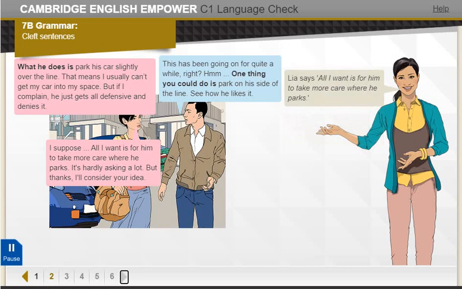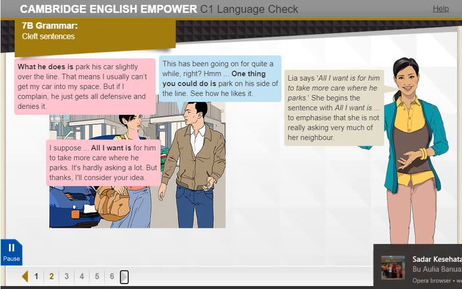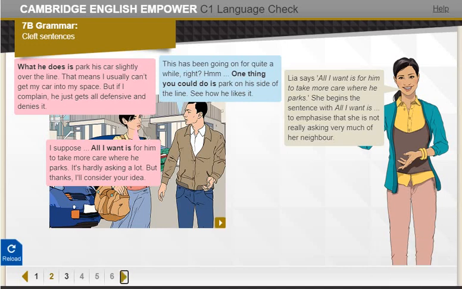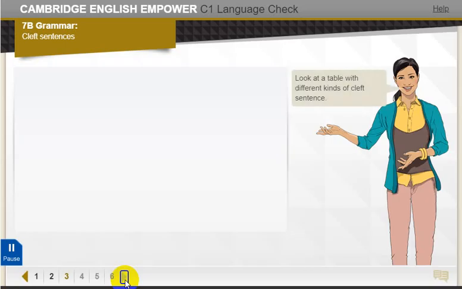Leah says, "all I want is for him to take more care where he parks." She begins the sentence with "all I want is" to emphasize that she is not really asking very much of her neighbour. Look at a table with different kinds of cleft sentence.